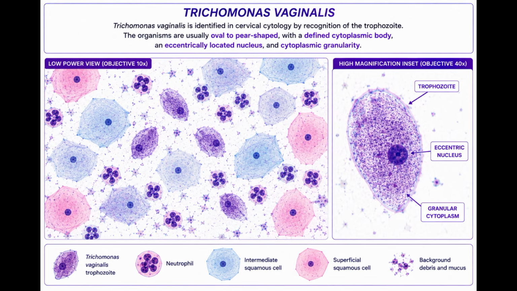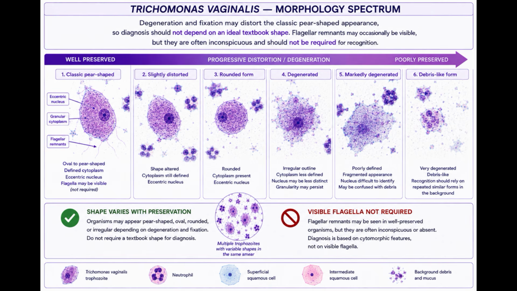Trichomonas vaginalis. Trichomonas vaginalis is identified in cervical cytology by recognition of the trophozoite. The organisms are usually oval to pear-shaped, with a defined cytoplasmic body, an eccentrically located nucleus, and cytoplasmic granularity. Degeneration and fixation may distort the classic pear-shaped appearance, so diagnosis should not depend on an ideal textbook shape. Flagellar remnants may occasionally be visible, but they are often inconspicuous and should not be required for recognition.